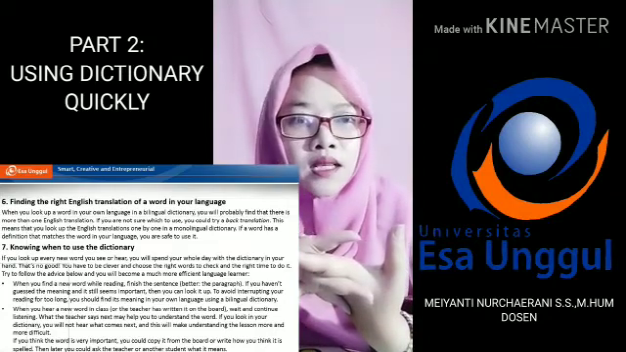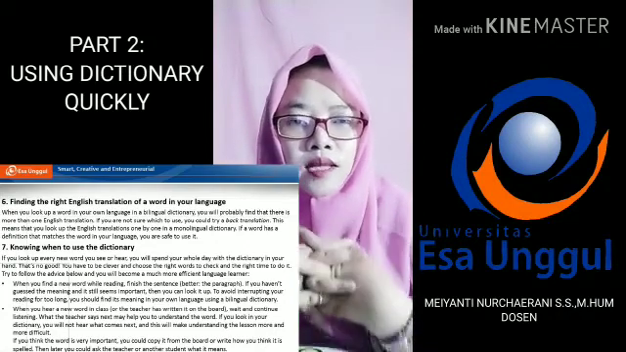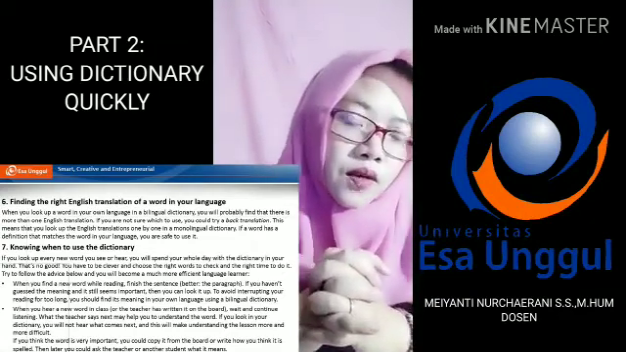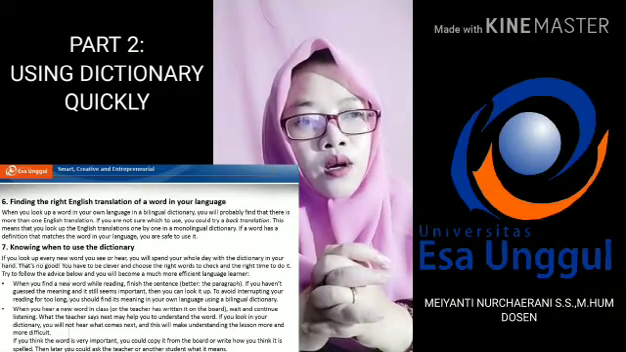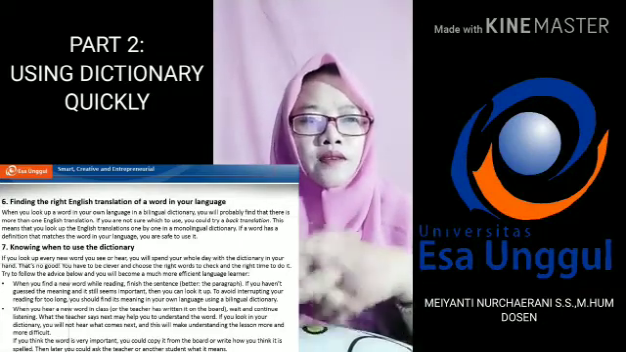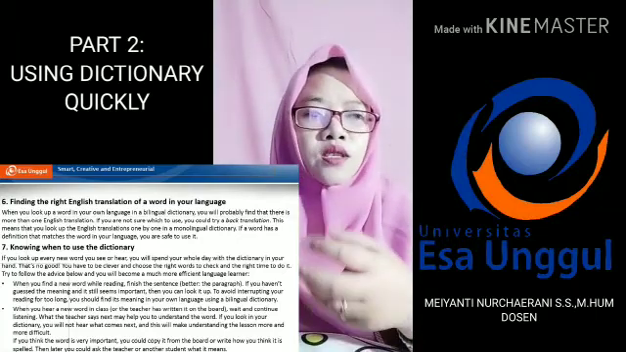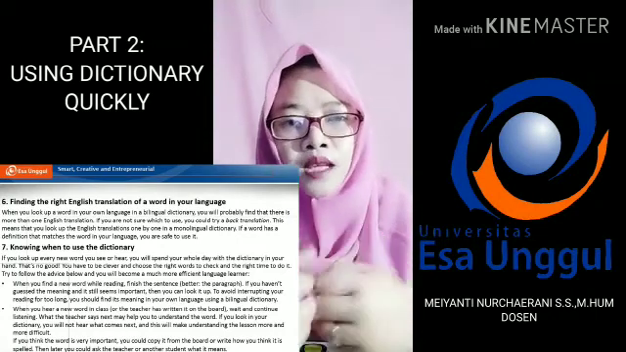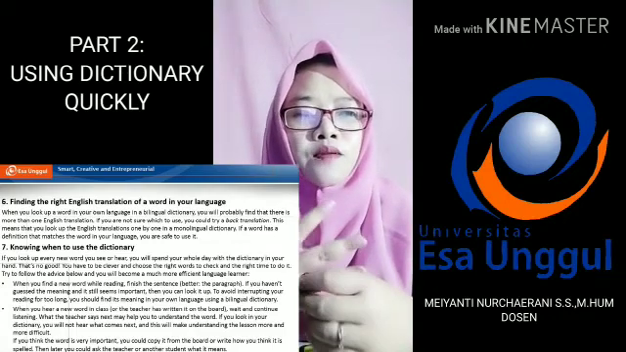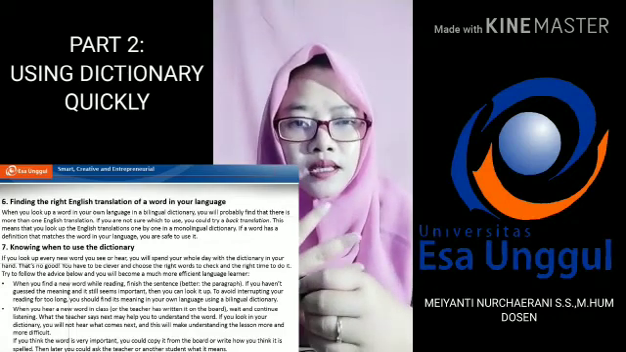7. Knowing when to use a dictionary. If you look up every new word you see or hear, you will spend your whole day with the dictionary in your hands. That's not good. You have to be clever and choose the right words to check and the right time to do it. Try to follow the advice below and you will become a much more efficient language learner.